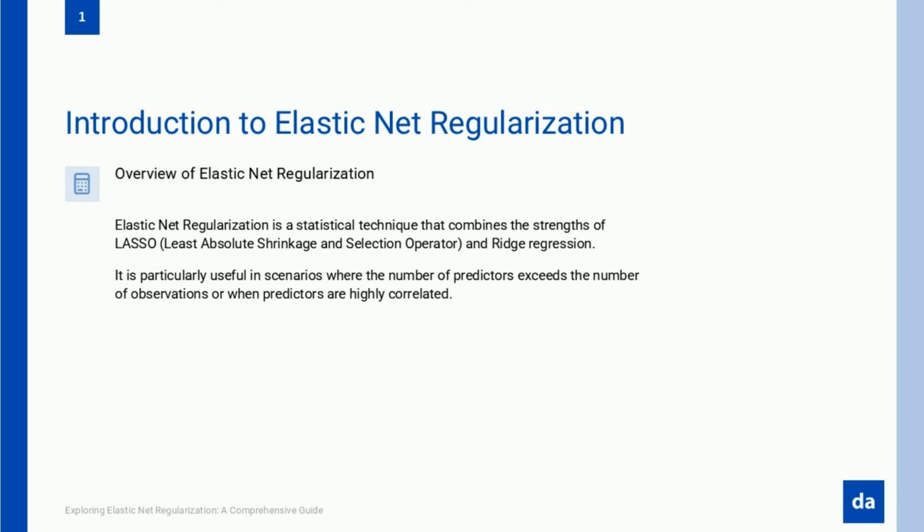And this isn't just theoretical talk, it's being used everywhere. Finance, healthcare, genomics, marketing, even predicting customer churn. If your dataset has a ton of variables, some of which are way too similar, this is your secret weapon. So in this video, we're going deep. I'll break down how Elastic Net works, when to use it, and most importantly, how to implement it step by step in Python and R. By the end of this, you won't just know about Elastic Net, you'll be able to use it like a pro.